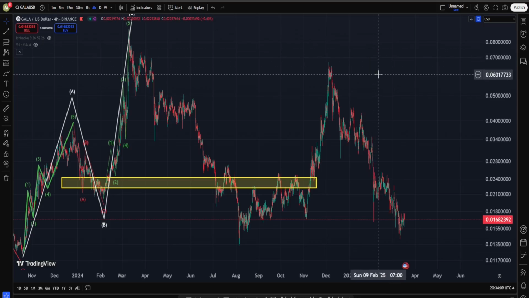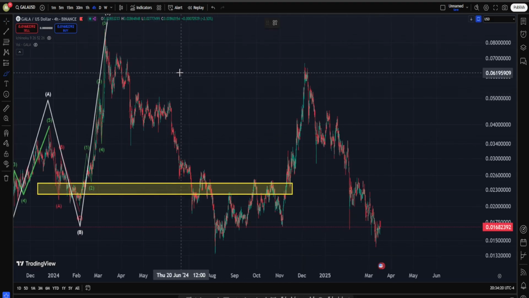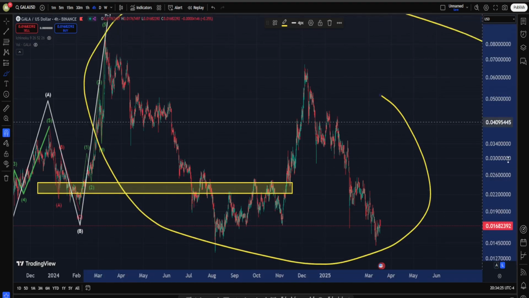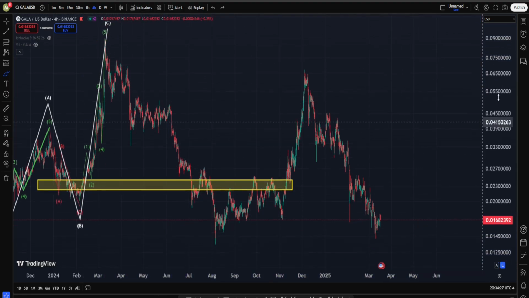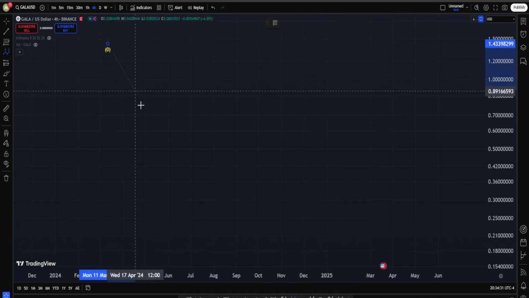And in this update, we are going to check out Gala's chart and see what is going on. And I am going to do a complete Elliott Wave count for this whole move on the downside. And in my opinion, there's a good chance we are having in this region an ABC zigzag, which is looking like this.